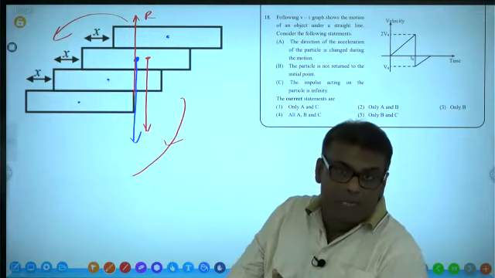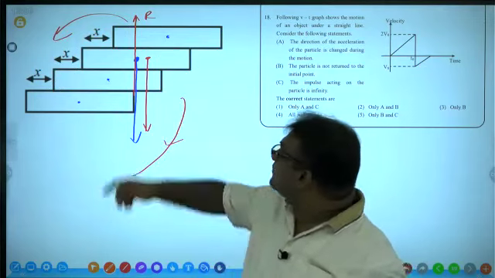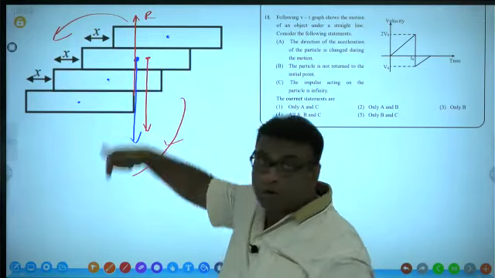Then what is the logic again? And I make a maximum theorem. The center of gravity should lie along the edge.